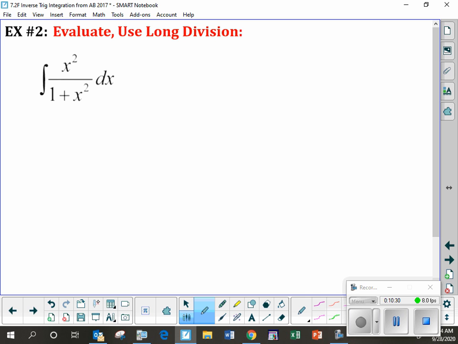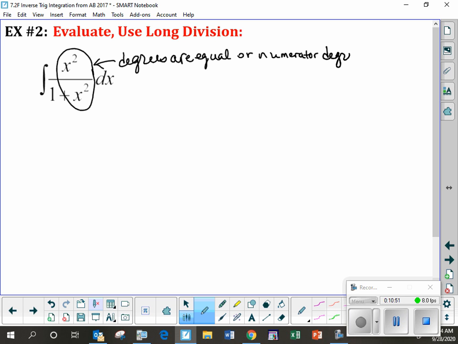So what I do notice is I have degrees that are equal. And anytime that happens, or if the numerator degree is larger than denominator degree, I should use a technique called long division, because it means that our denominator will go into our numerator and we can get things simplified.